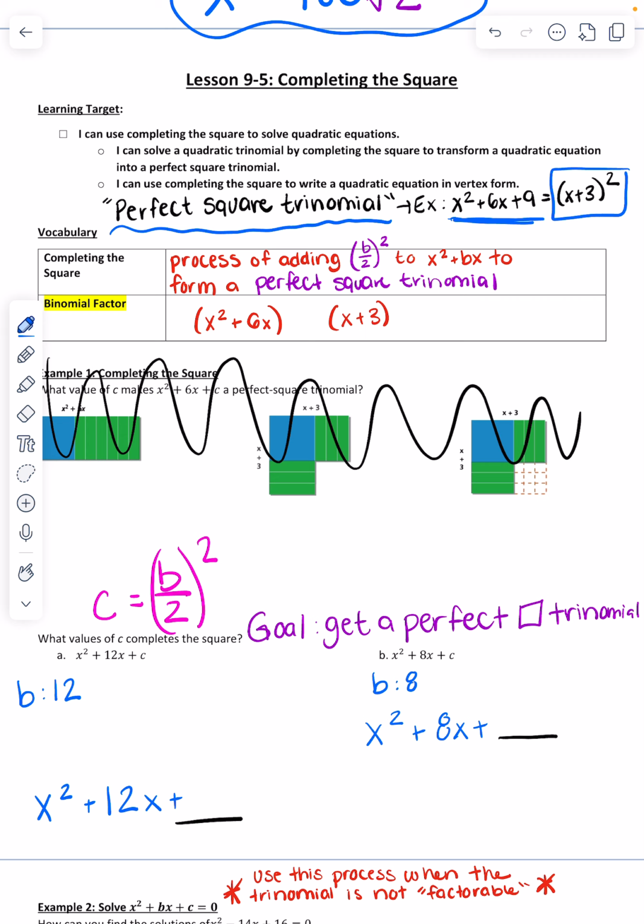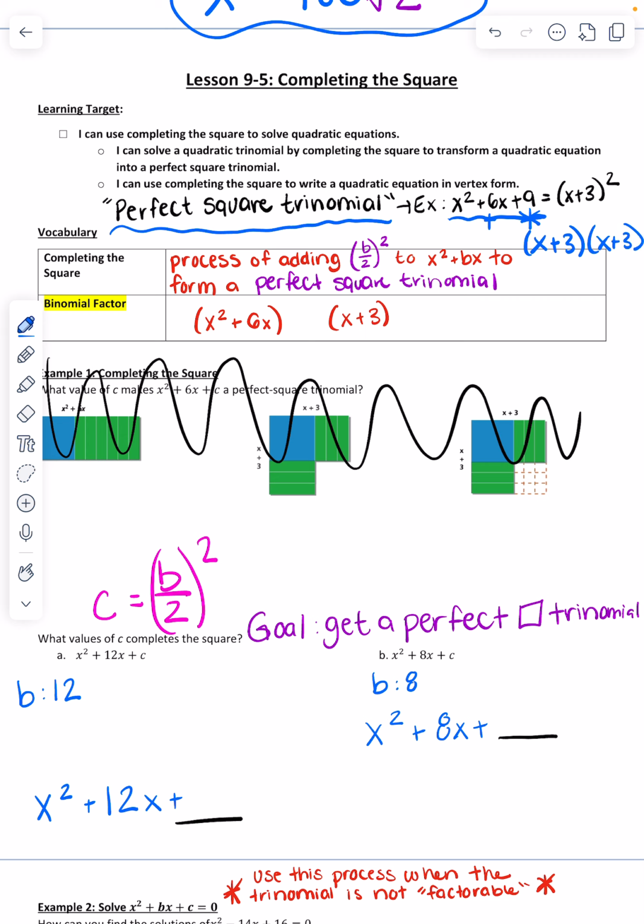Now, what is special about a perfect square trinomial is that when we go searching for the two numbers that multiply to c and add to b, it's always going to be the same number. So think about how we would do that here. What are the two numbers that multiply to 9 and add to 6? Those two numbers are 3 and 3.